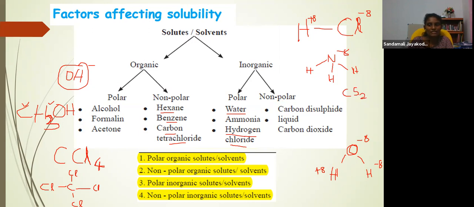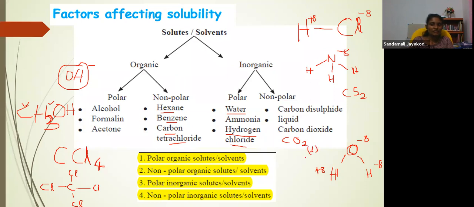Carbon disulfide, di means 2, CS2. Liquid carbon dioxide, CO2 liquid. We know the red fire extinguishers we see in any building, on the side. Fire extinguishers contain liquid carbon dioxide. Liquid carbon dioxide is a non-polar inorganic substance.